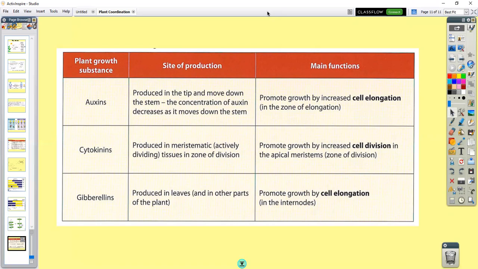Okay, hopefully that helped with A2 plant coordination.